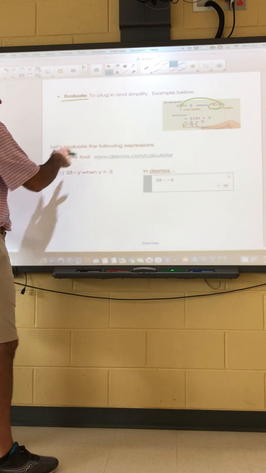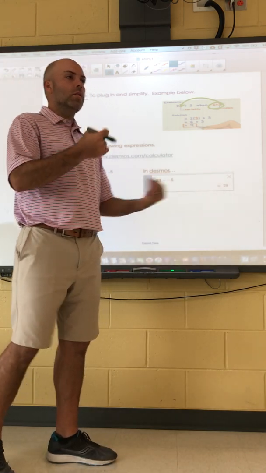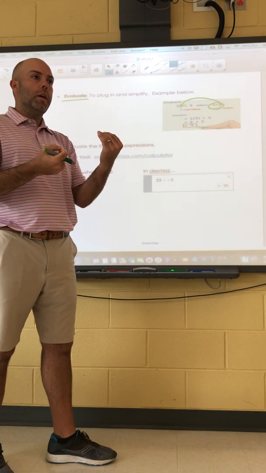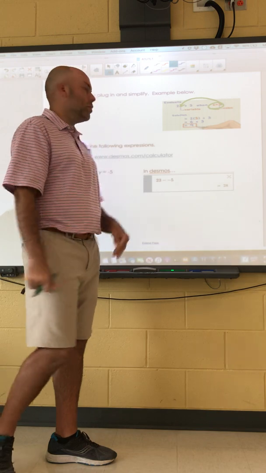Okay, so now we're going to go through and do these, and here it shows it to you in Desmos, and then in the remaining examples, I'll do the problem out by hand and then show it to you in Desmos also. And you do want to be able to know how to do both ways.